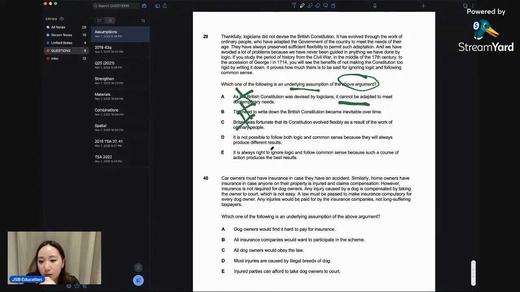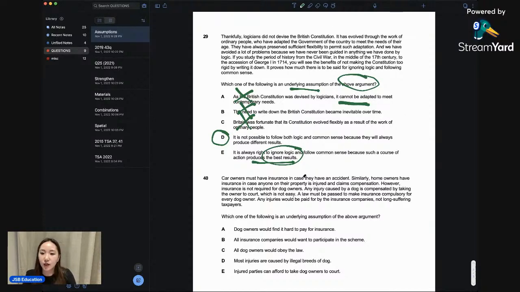So D, it is not possible to follow both logic and common sense because they will always produce different results. So this is nice, exactly what we want. If this wasn't true, then this guy's argument would kind of fall apart, right? Because he's saying, thank goodness for common sense and not logic. But if it is the case that logic and common sense could get the same result, then it kind of defeats the point. And it is always right to ignore logic and follow common sense because such a course of action produces the best results. I mean, that's taking it a bit too far, I think. We're not talking about best results or things. We're just talking about what happened in this particular case.